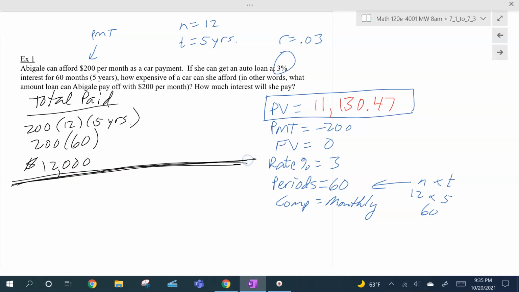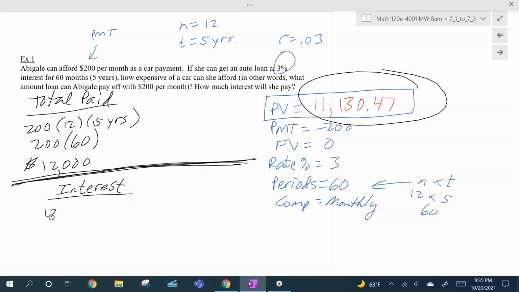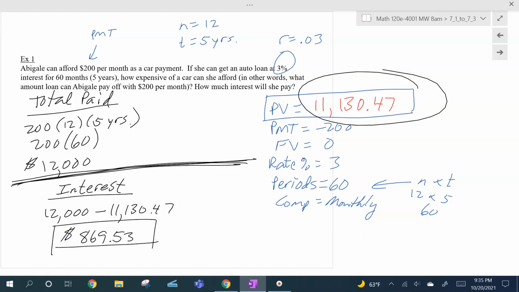So the bank is keeping all that, the overpay. Remember, the loan was only 11,130.47. So the bank is keeping the difference, right? They get all that interest. 12,000 minus 11,130.47. So that's why the bank gets that 869.53. All right, that's how much the bank gets to keep, all that interest, because the bank is taking the risk on you making your payments.